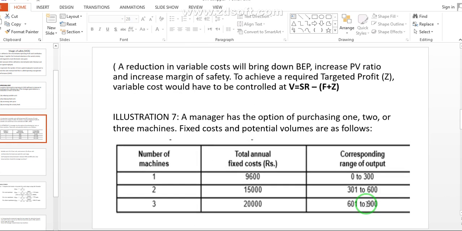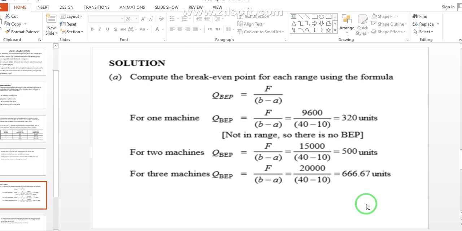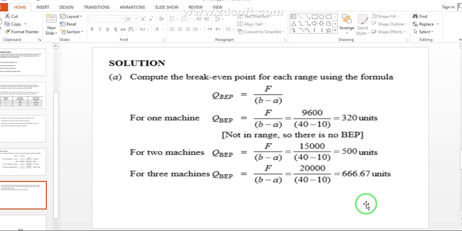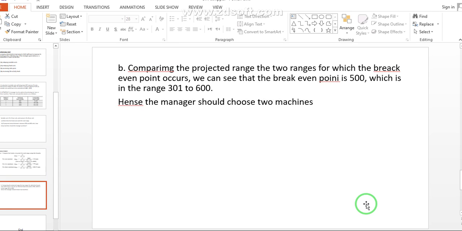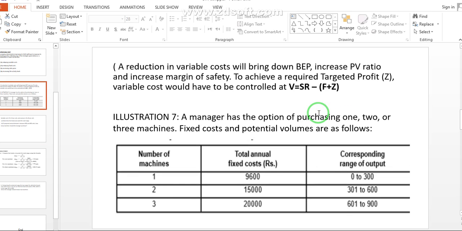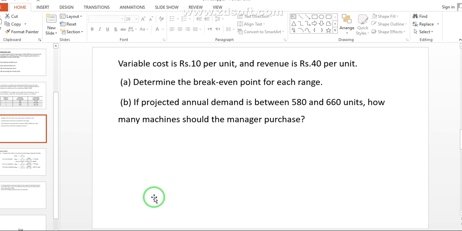So the manager needs to buy 2 machines for this particular operation. It means that machines 2 and 3 are our answer, our target, that the manager can buy. So if the project is between 580 to 660, again here we could say that the manager could buy or purchase these 2 machines. These 2 machines are considerable and useful for both of the questions.